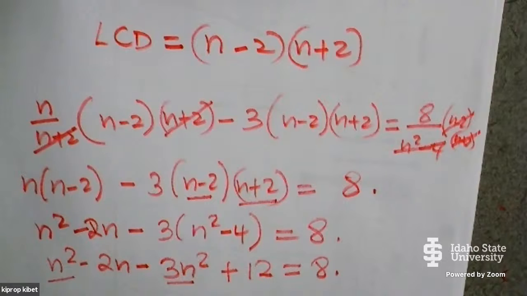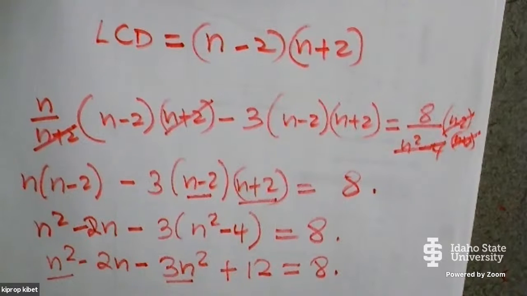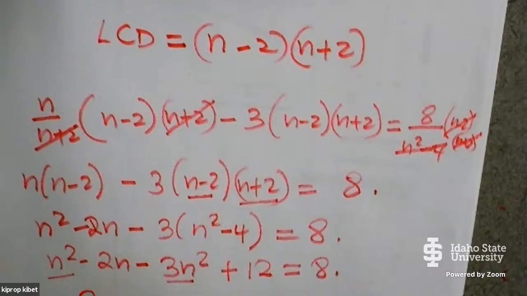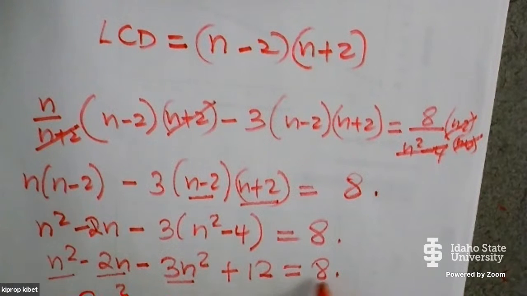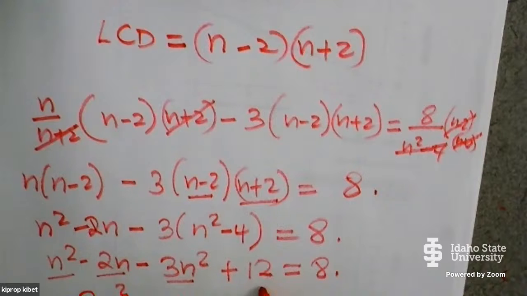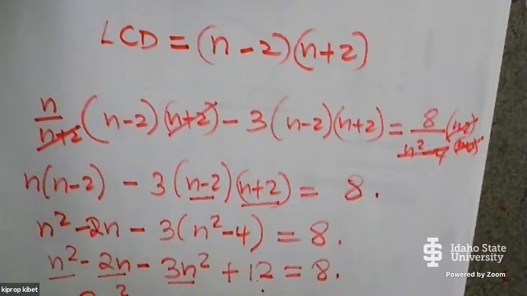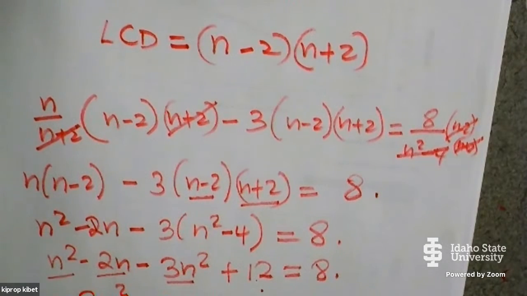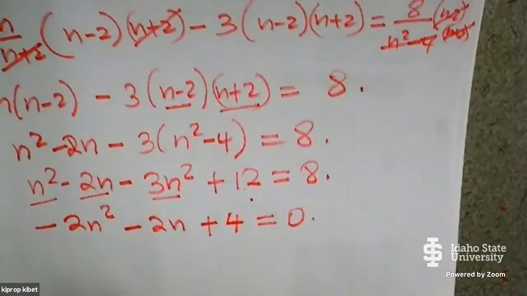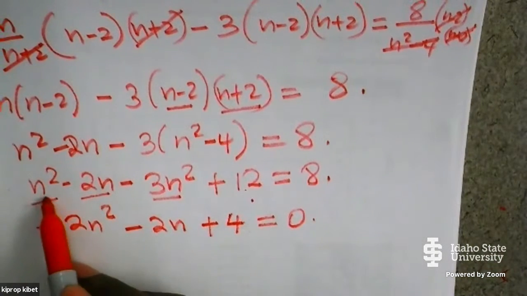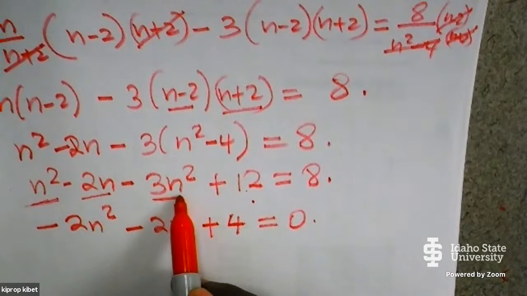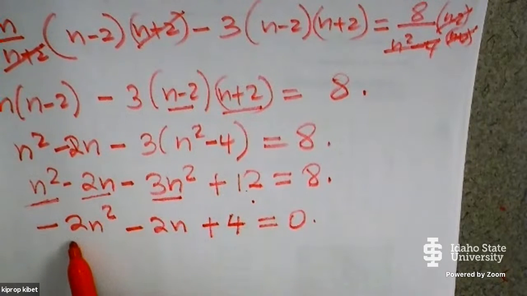Okay, so n squared minus 3n squared is minus 2n squared. Minus 2, so minus 2n. Bring a to this side. So 12 minus a is minus, plus 4, right? Equals to 0. Where did you get 2n squared? Minus 2n squared minus 3n squared. You get minus 2n squared.